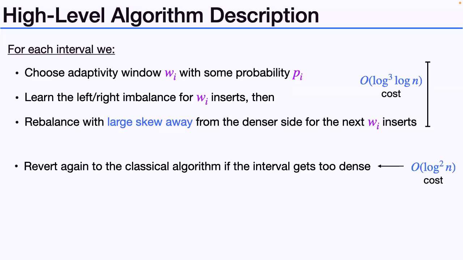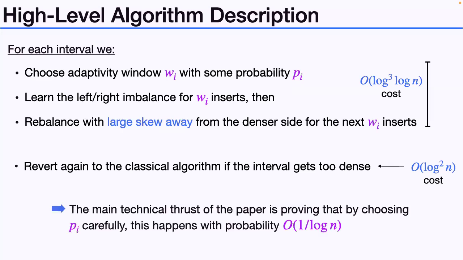And then another inspiration we take from prior work is to say, well, this doesn't deterministically work, so we can't have an algorithm that fails some of the time. So we're once again going to revert to the classical solution if my interval gets too dense. So we just say if an interval is too dense, we call it expensive, we give it log squared n cost. So the main thrust is to prove again that this doesn't happen too much. And now, because we want to target even lower cost, this can't happen with probability more than 1 over log n. So this is the main technical lemma that we prove.